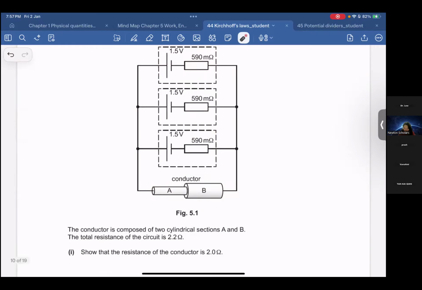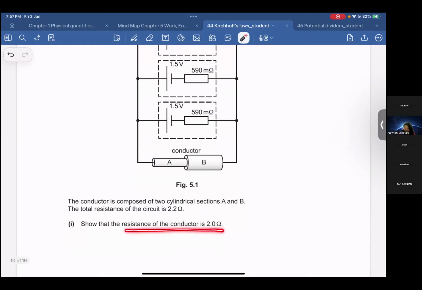Okay, so here, show that resistance of the conductor is 2.0 ohm. That means this part is 2.0 ohm. Then the whole circuit is 2.2 ohm. So they ask you to show. So can you try to show before I give you the answer? Okay, try first.